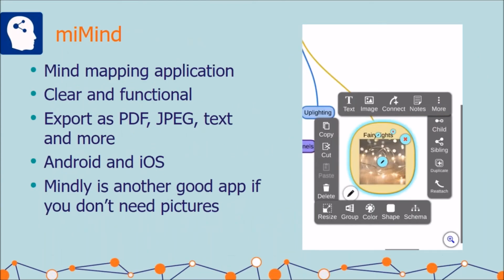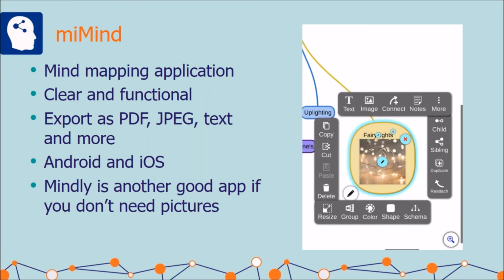Now, My Mind is a mind mapping application, and this is a very useful tool for learners who are either working on a project, who need to understand how something is structured, and can even be used for essay planning as well, when you're starting to look at different titles and breaking down into concepts. It's quite useful for learners. It's very clear and functional. You can export the file as a PDF, JPEG, text, and more. It's available for both Android and iOS.